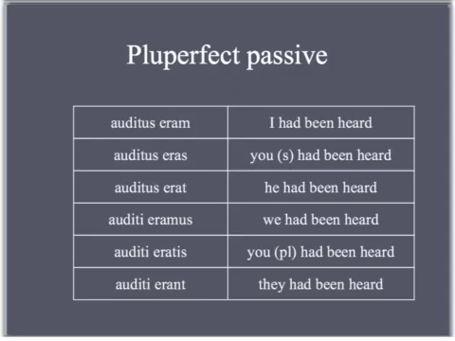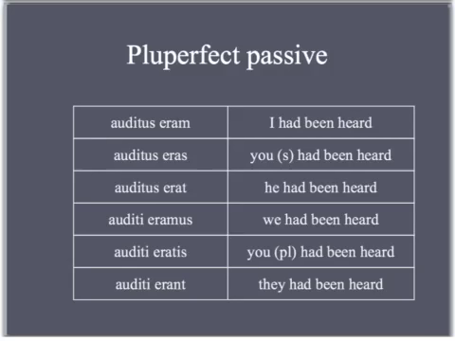Look again at this form, and you will see that the auditus is again the perfect passive participle, but now, rather than giving you the present form of the verb to be, sum es est, sumus estis sunt, that would mean I was heard, you were heard, we have the imperfect form. So it's now I had been heard. Literally, I was having been heard, I had been heard.